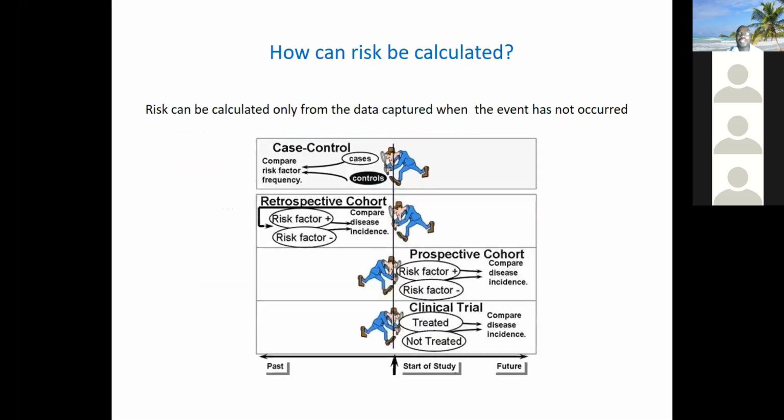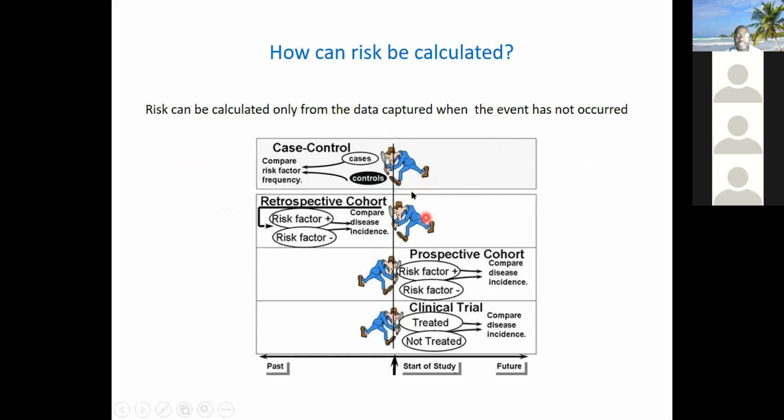Let's discuss further. This one is just like a picture for you to be able to conceptualize what I say. How can risk be calculated? Can risk be calculated only from the data captured when the event has not occurred?